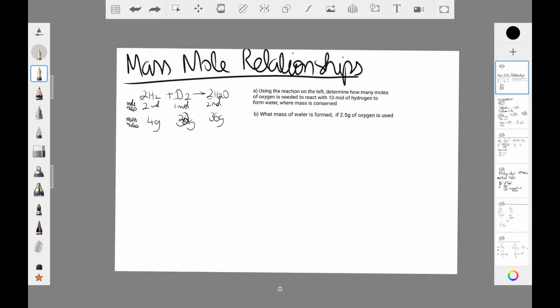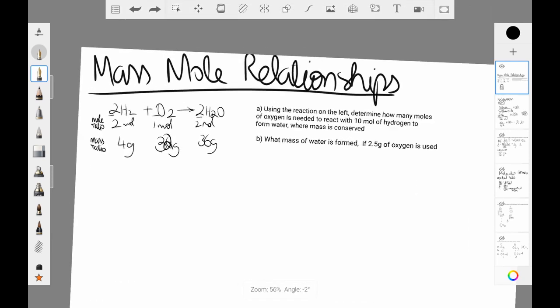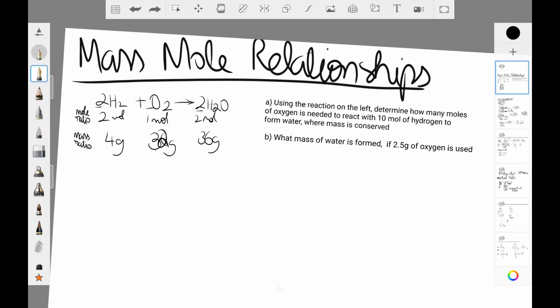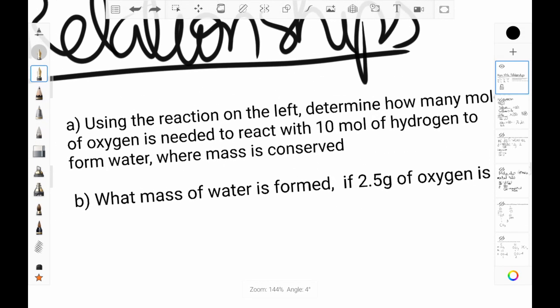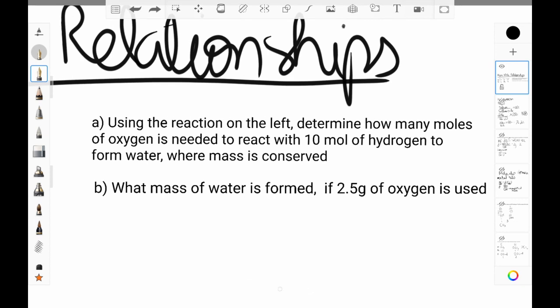So here we have a sample question. It's just a question that I made up. A. Using the reaction on the left, determine how many moles of oxygen is needed to react with 10 moles of hydrogen to form water. The main thing you should do when you come across questions like this, number one, is identify the elements they're talking about. They're asking you to find the moles of oxygen. That means oxygen is your unknown value, and it reacts with 10 moles of hydrogen, so hydrogen is the known value.